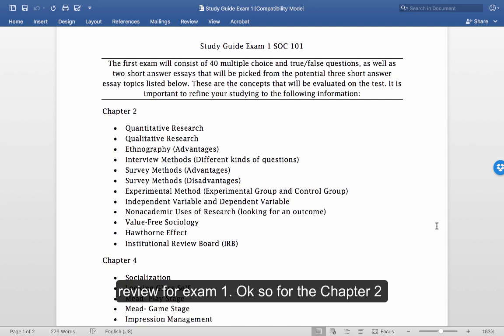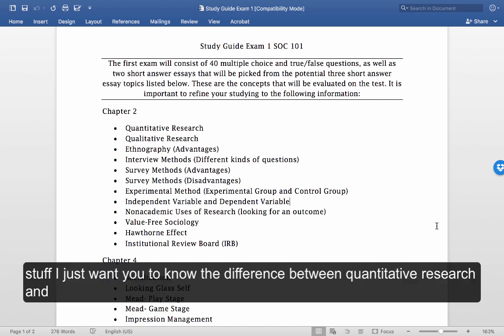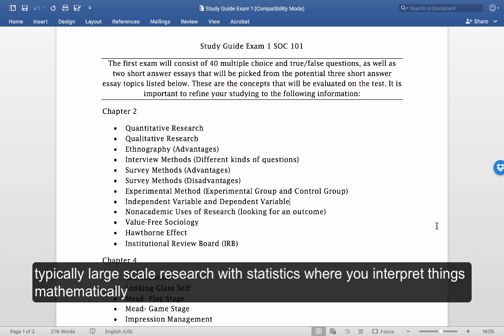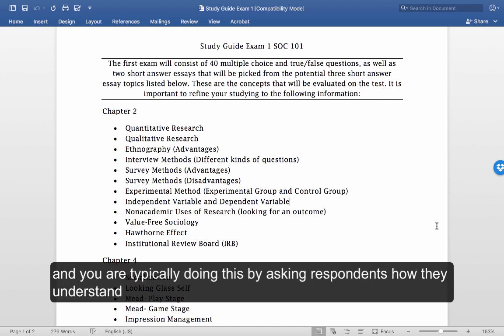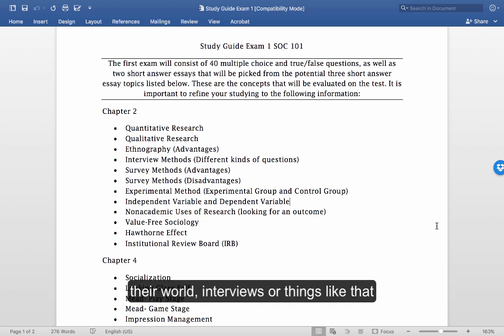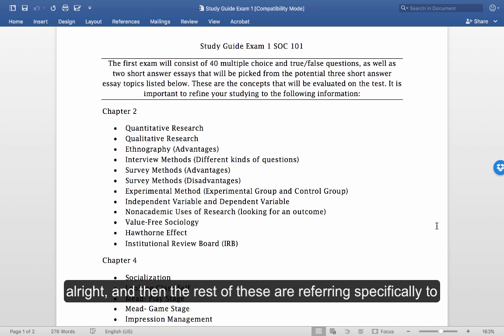Okay, so for the chapter two stuff, I just want you to know the difference between quantitative research and qualitative research, right? We talked about this in class. Quantitative research is typically large-scale research with statistics where you interpret things mathematically, while qualitative research is when you're looking at small-scale questions, and you're typically doing this by asking respondents how they understand their own world, right? Like interviews or things like that.